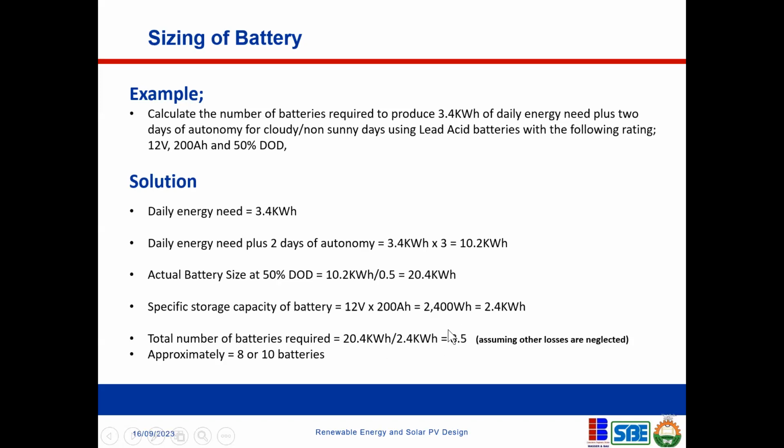Now, you have 8.5. You cannot have 8.5 batteries, of course. So you need to either round it down to 8 batteries or up to 10 batteries. You may not use 9 batteries. The reason is this: unless your inverter is a 12-volt inverter system, you cannot use 9 batteries. If your inverter is a 24-volt system, then you can only use 8 or 10 batteries.